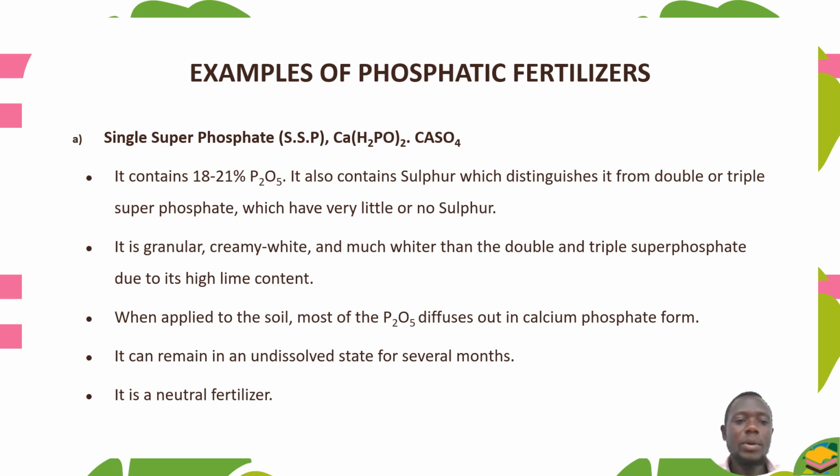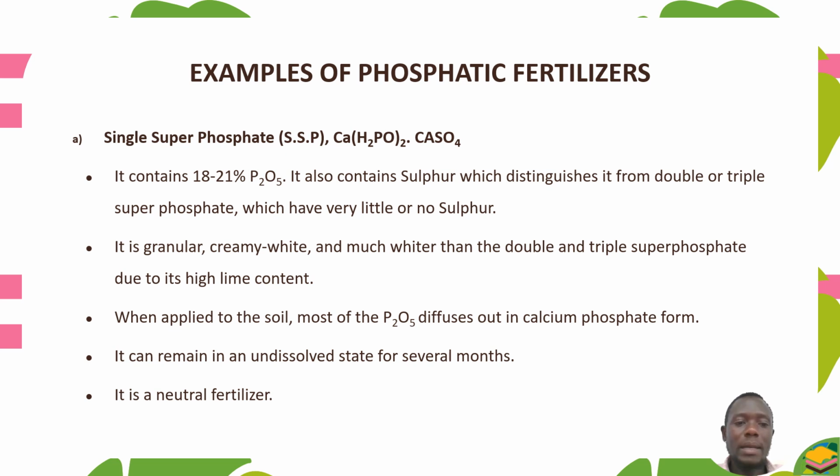The first example is single superphosphate. This single superphosphate contains 18 to 21% of phosphate oxide. It also contains sulfur, which distinguishes it from double or triple superphosphate. Double or triple superphosphate have very little or no sulfur at all.